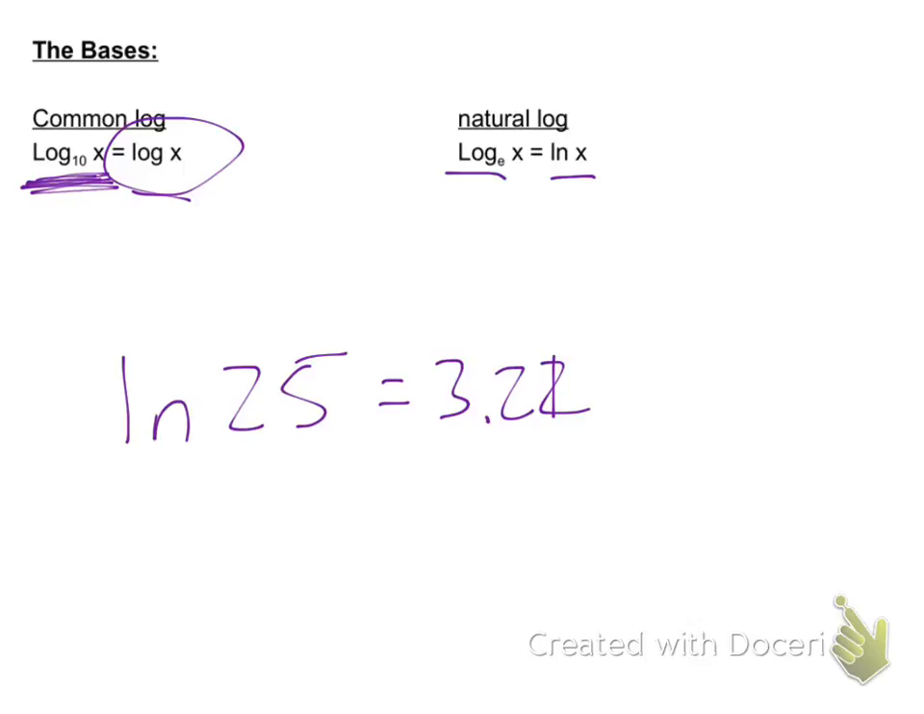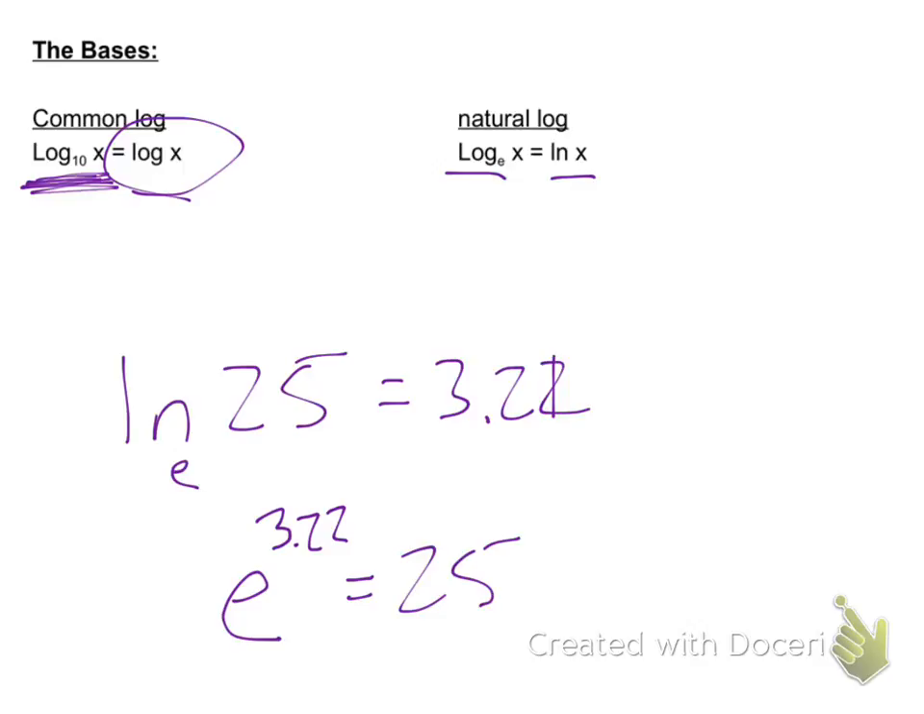3.22 is the exponent on the base e that makes it 25. Everybody, take out your calculator. Well, first of all, take a look here. Would you guys agree that that would be a base e? Yes? So let's switch it to exponential. e to the 3.22 is equal to 25.